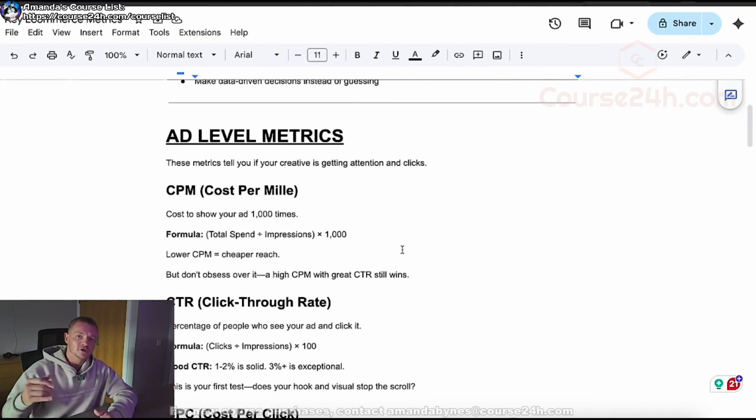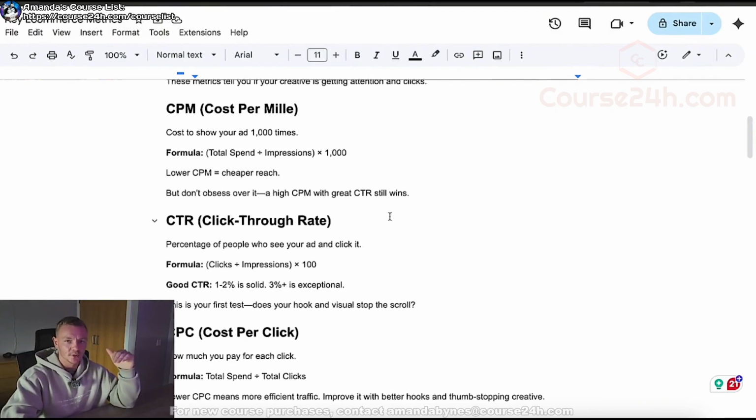So it falls into three categories. You've got ad level metrics, store level metrics, and then your profitability metrics. Now, ad level metrics, this is what you're going to be looking at inside Meta. It's very simple for all brands, all advertising platforms. It's going to be pretty much the same on Google, TikTok, all of them, but your main one's probably going to be Meta. Now, CPM, that is the cost to show your ad 1,000 times.